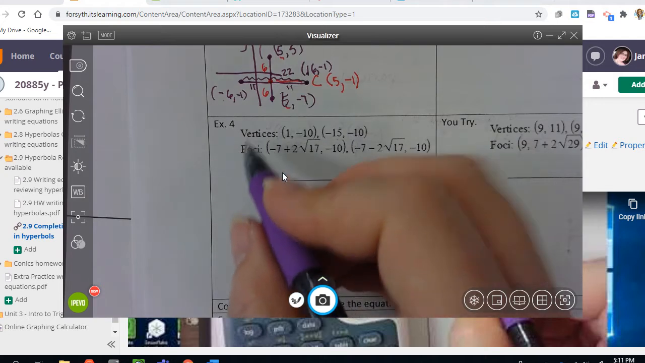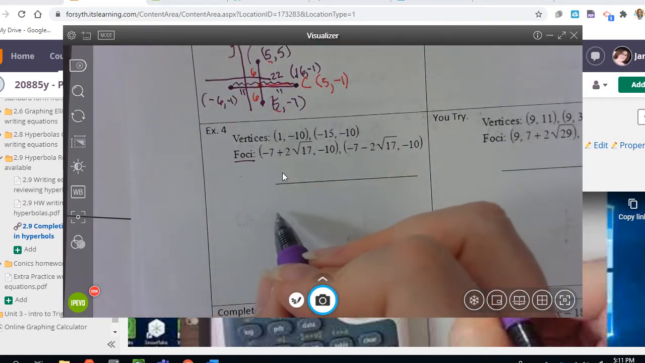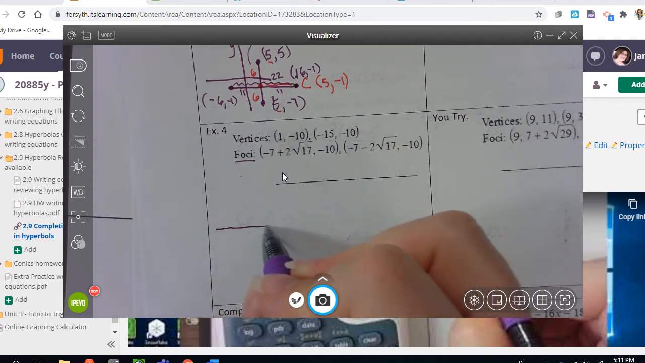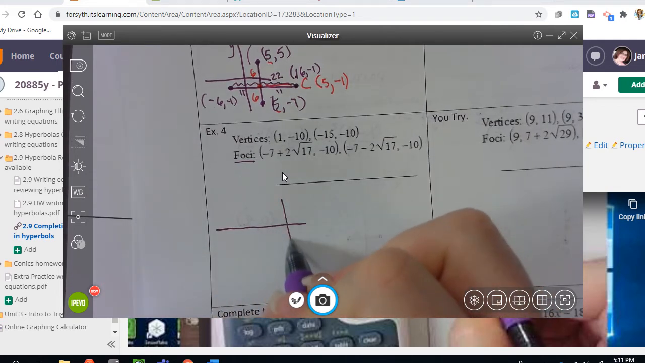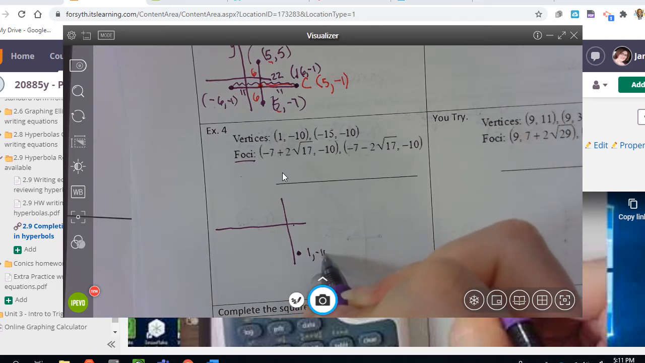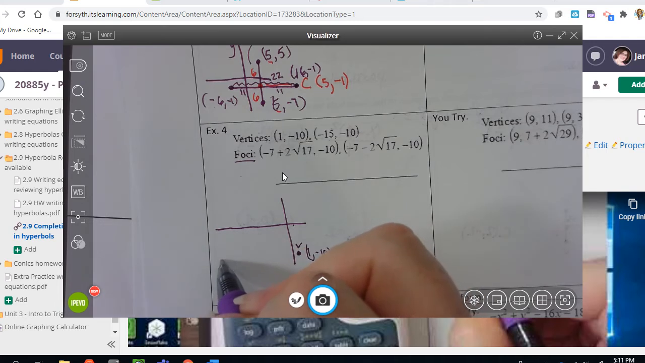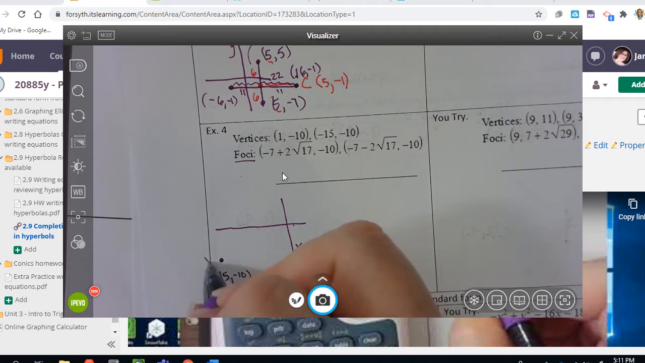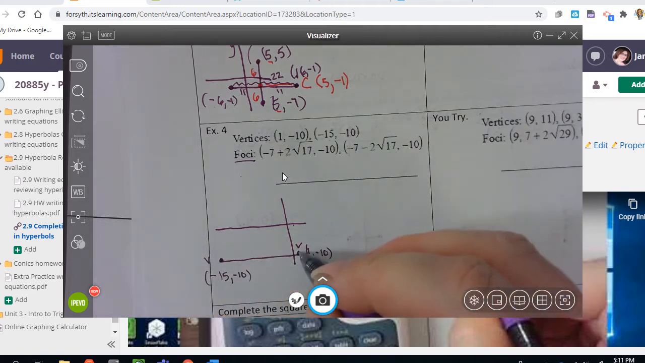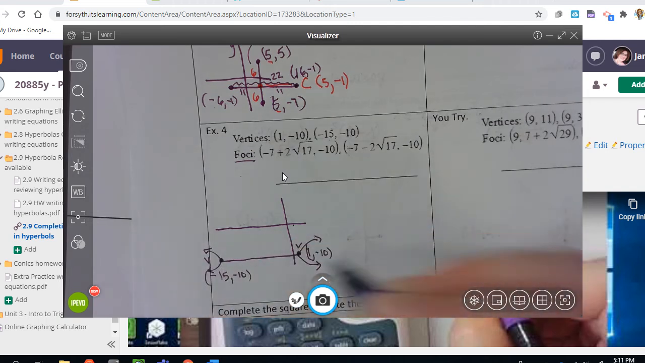Number 4. This one, the vertices, now this is a little different because of the foci. The vertices are at 1, negative 10, and negative 15, negative 10. This goes way out on the negative side. So 1, negative 10 is a vertex, and negative 15, negative 10 is a vertex, so that means it's opening like that, something like this, okay?